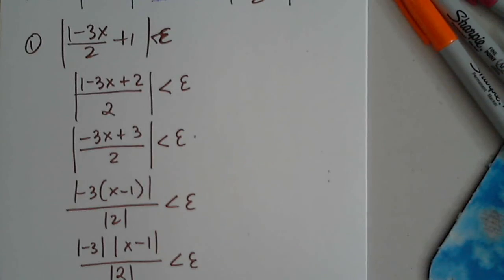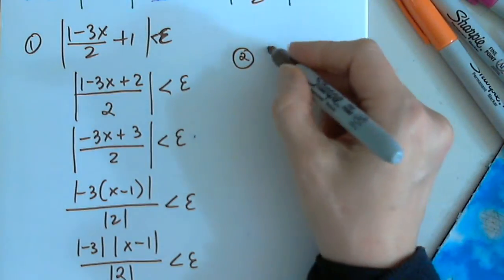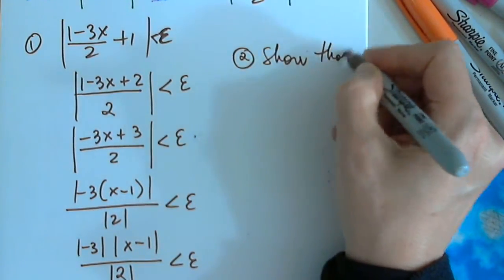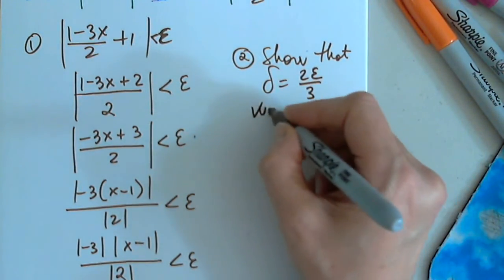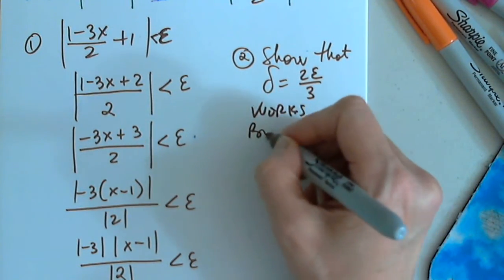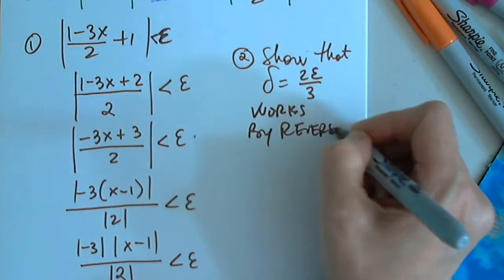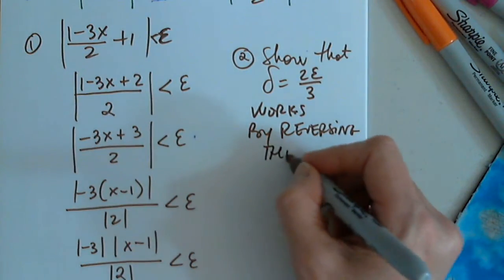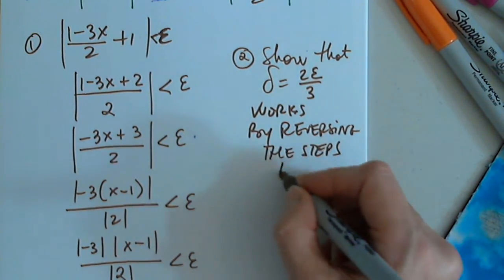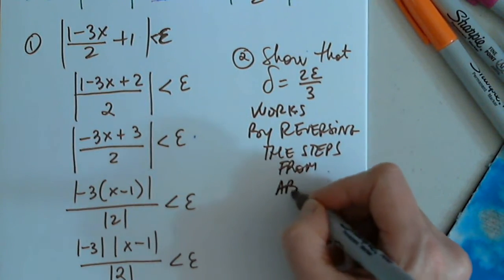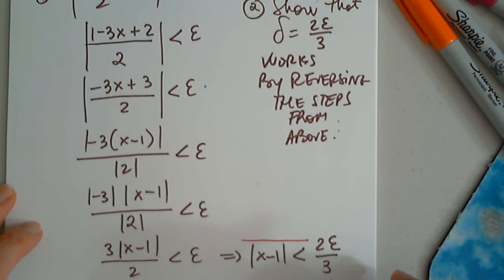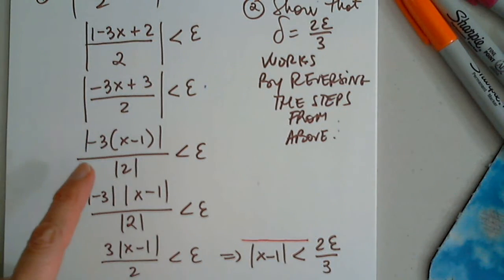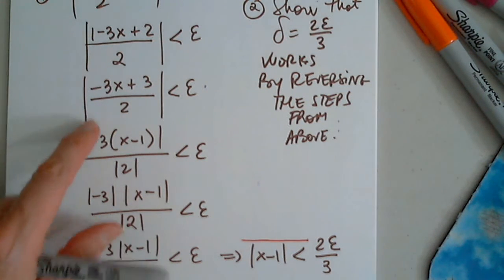I'm really hoping. So step 2, show that delta equals 2 epsilon over 3 works by reversing the steps from above. For full credit, no step can be missing. The least common denominator, the factoring, the using of the properties of the absolute value.